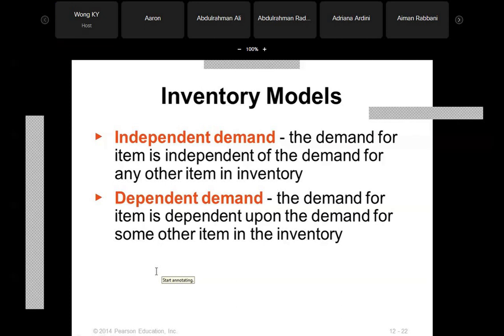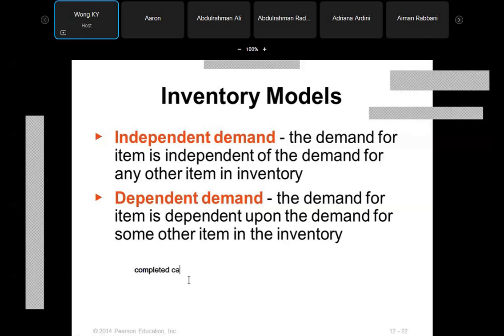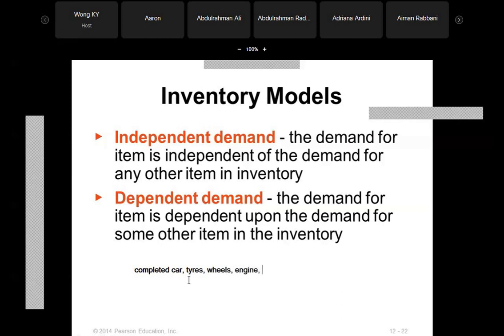Okay, let me give one example. Let's say a car manufacturer. So in the inventory list, there will be many types of inventory, right? Including the finished product, sub-assemblies, work in process, raw material, and so forth. Right? So for a car manufacturer, the inventory will be the finished car, for example, the completed car. Okay, tires could also be inventory. Okay, wheels, engine block, engine, gearbox. Okay, transmission shaft, and all the accessories.